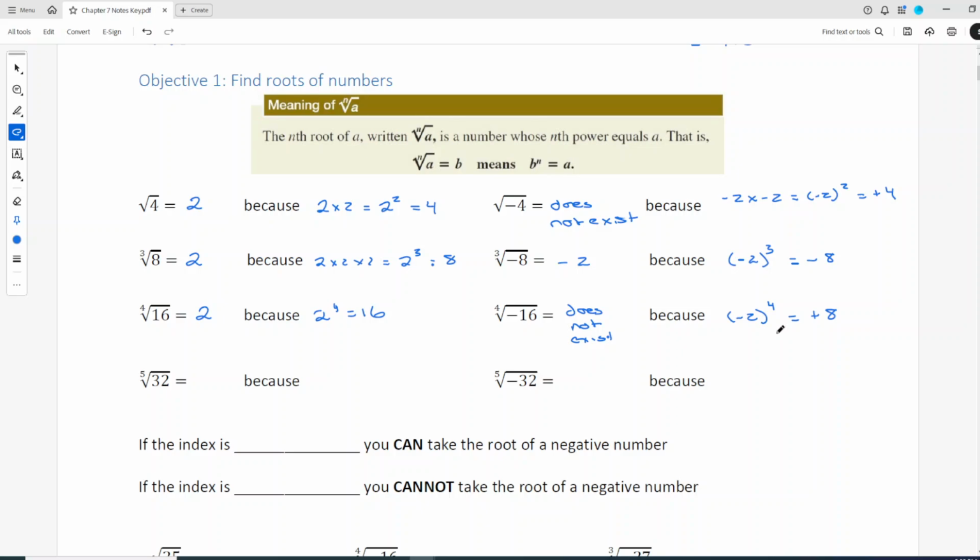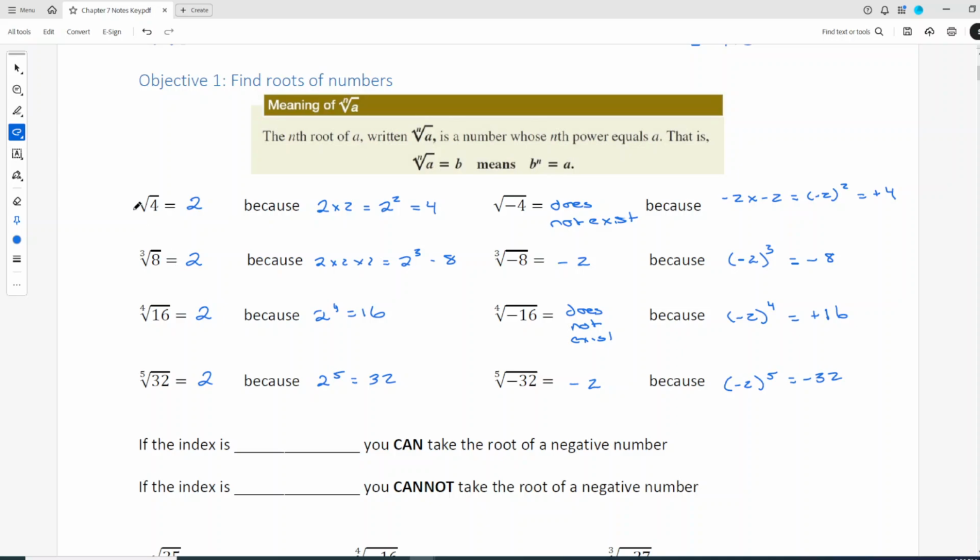All right, last one here. What about the fifth root of 32? Well, again, it's 2. Why? Because 2 to the 5 is 32. And then the fifth root of negative 32 is negative 2. Why? Because it's an odd exponent. Negative 2 to the 5 is negative 32. Oh, look at that. I put positive 8. Sorry. Let's fix that before someone comes at me. 16.